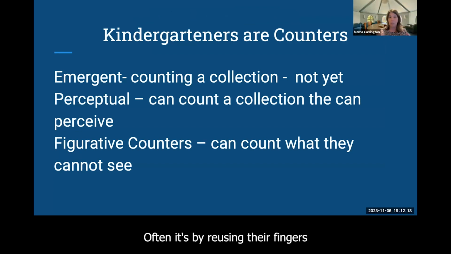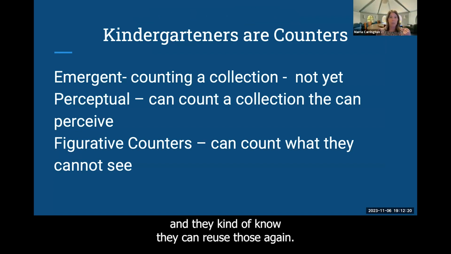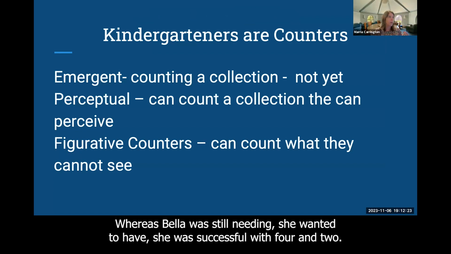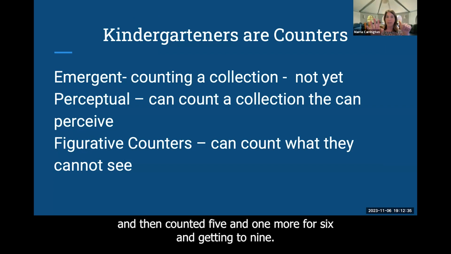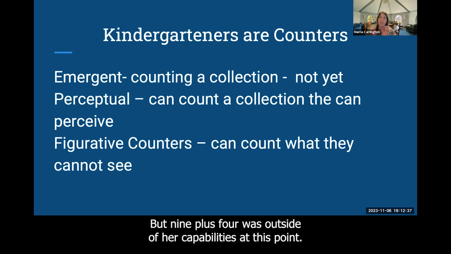Often it's by reusing their fingers, and they kind of know they can reuse those again. Whereas Bella was still needing, she was successful with 4 and 2. When she showed me her 6 plus 3, she adjusted and counted 3 out, and then counted 5 and 1 more for 6 and getting to 9. But 9 plus 4 was outside of her capabilities at this point.